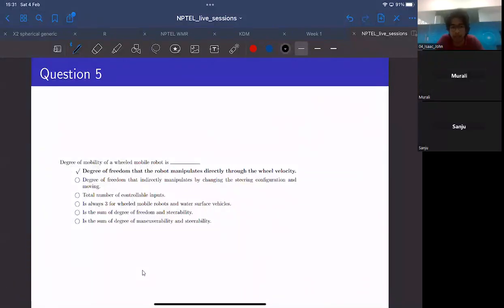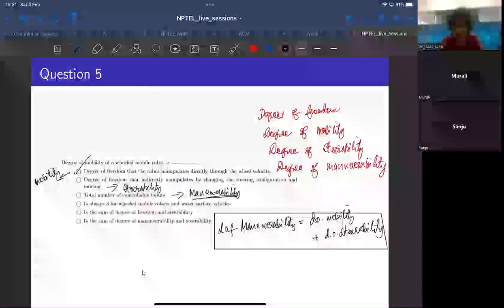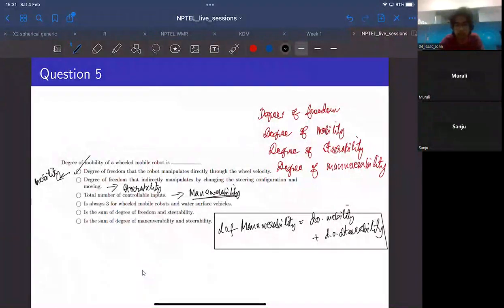Can I ask a question? Yeah, please. Can you go to the previous slide, please? This one? Yeah. Alright. You mentioned that the degree of maneuverability is the sum of degree of mobility plus degree of steerability. Yes. So in the second example, which you mentioned, where we have 4 wheels with 2 wheels being connected to each motor. Yeah, let me recreate that example.